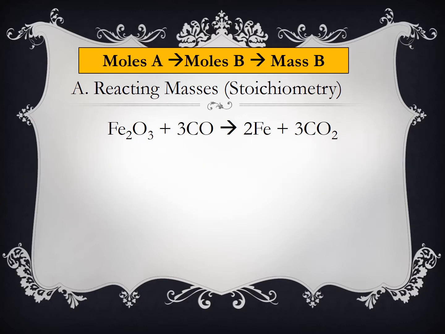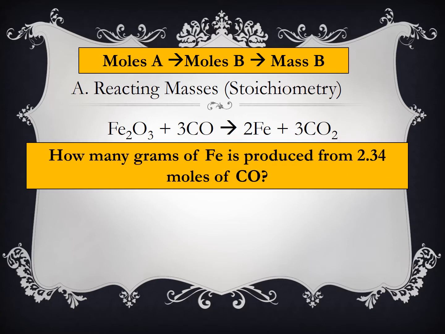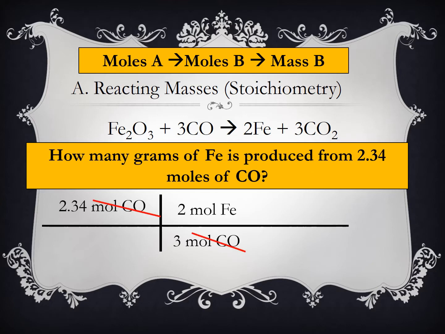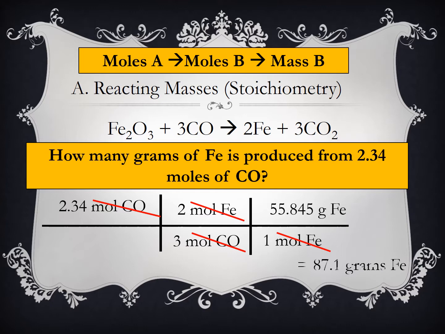All right, let's find the mass of Fe from 2.34 moles of carbon monoxide. From the previous problem, we got to this point, and we want to find the mass of Fe. Anytime you are looking for mass, you have to use molar mass. The molar mass of iron is 55.845 grams. Moles are on the bottom because moles need to cancel, and you get 87.1 grams of Fe.